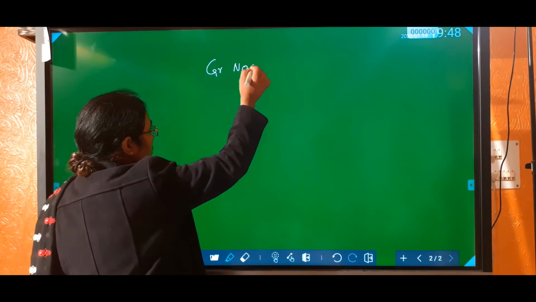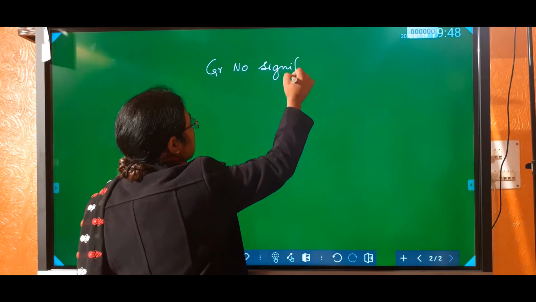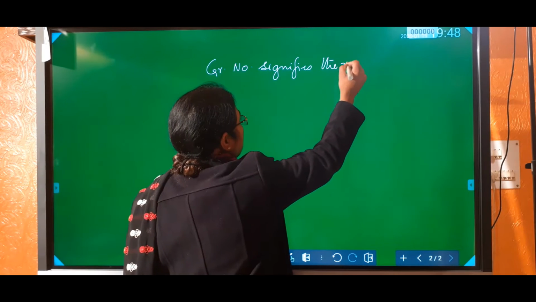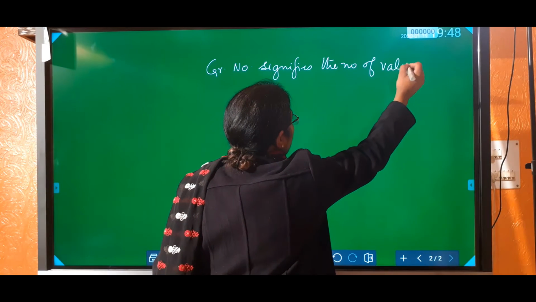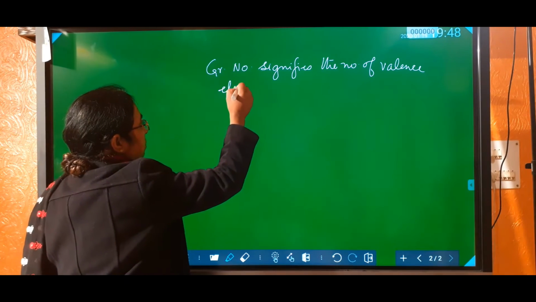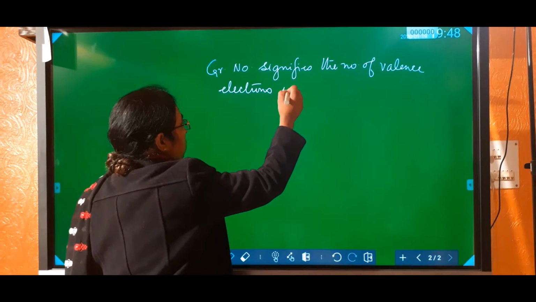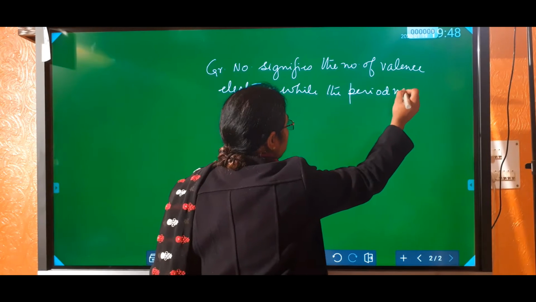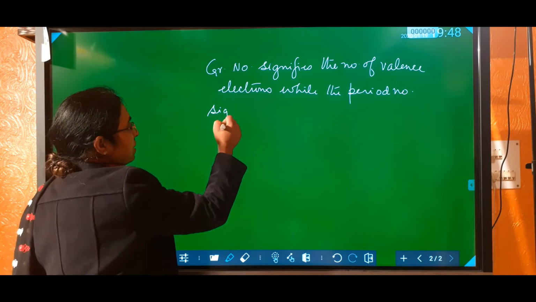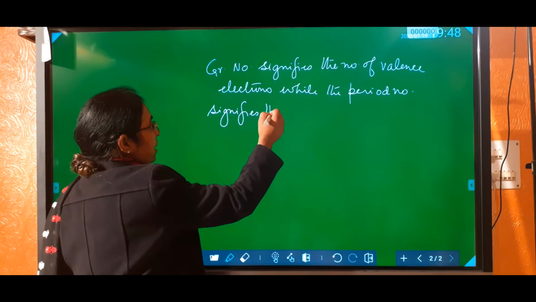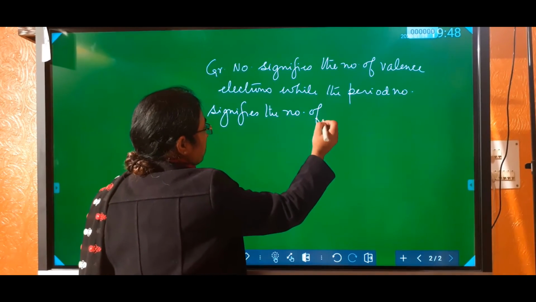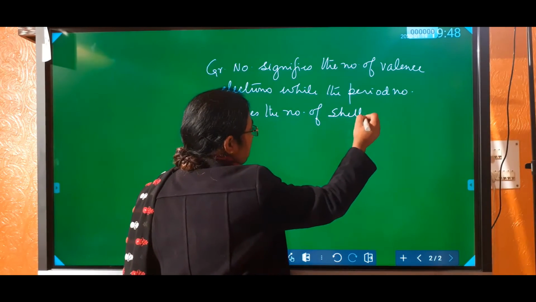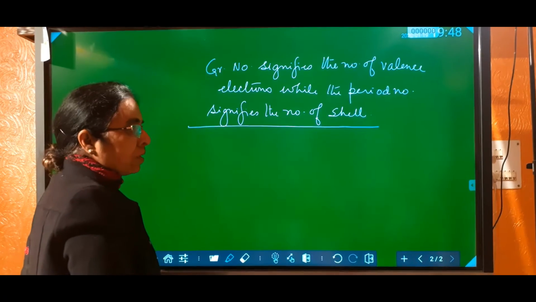Now we will also write that the group number signifies the number of valence electrons, while the period number signifies the number of shells. Period number signifies the number of shells.